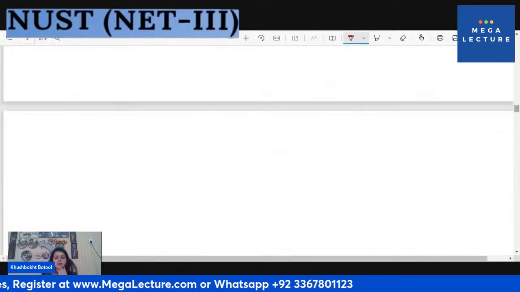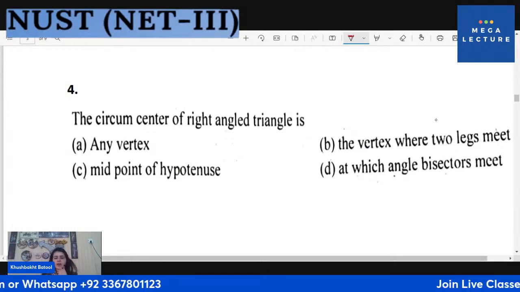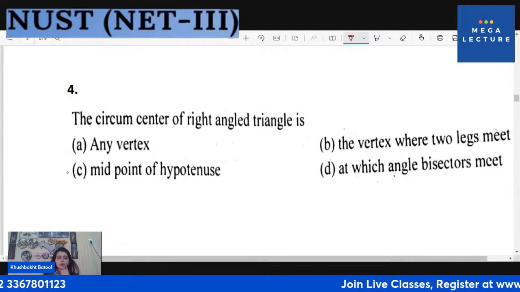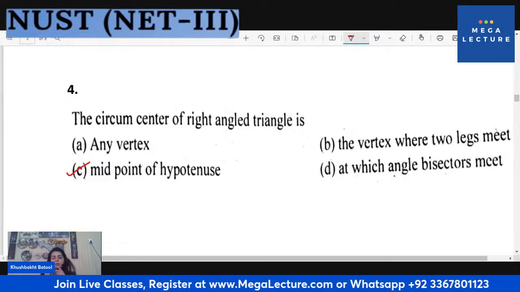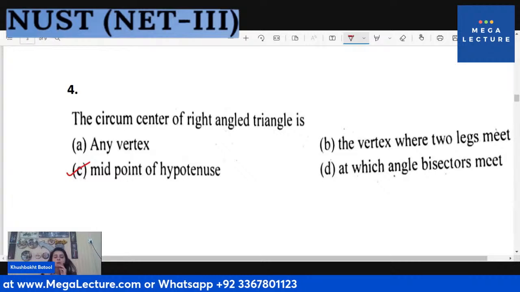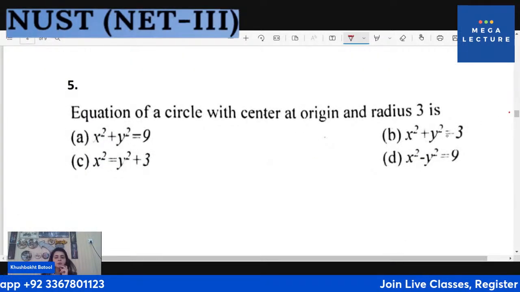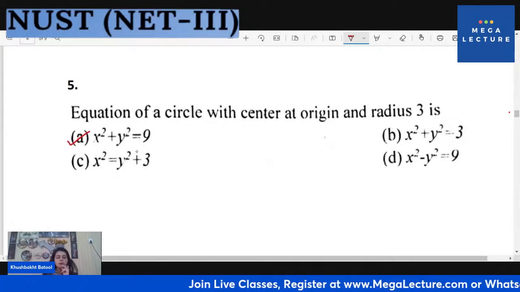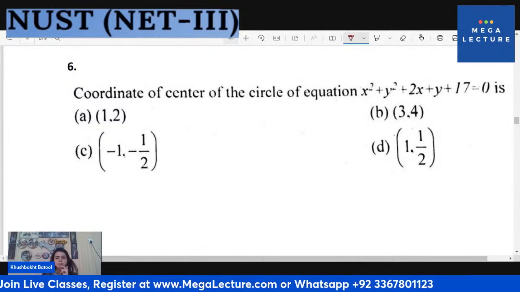Okay, the circumcenter of the right angle triangle is, again, the midpoint of the hypotenuse. We have just discussed that. We know that circumcenter is basically the point where the three perpendicular bisectors meet. In case of a right angle triangle, that would specifically be the midpoint of your hypotenuse side. Okay, and then the equation of a circle with center at origin and radius 3 is x squared plus y squared equals 9. We have just discussed these two. All right, let's talk about the next one.